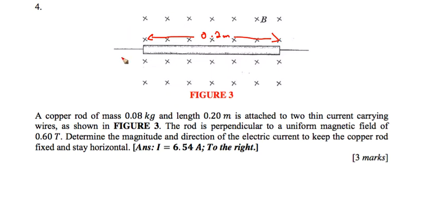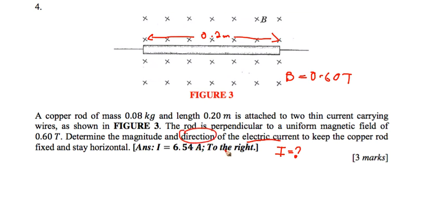So now we have current flowing in the wire. The rod is perpendicular to the uniform magnetic field. So this is the direction of the magnetic field, meaning the direction is into the page, right? And the magnitude of B here is given as 0.60 Tesla. Find the magnitude and direction of the electric current I. So what is the value of the current and the direction?